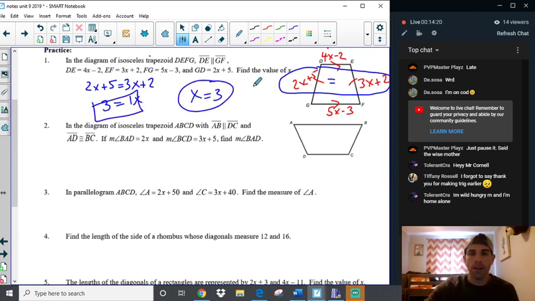And then they could give you this question and ask you to find DE or GF. They might not even tell you to find x, but this is the way you would find any one of the sides. You would set your two congruent sides equal to each other.